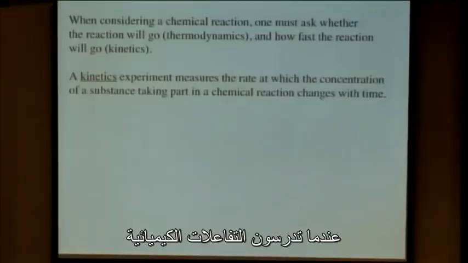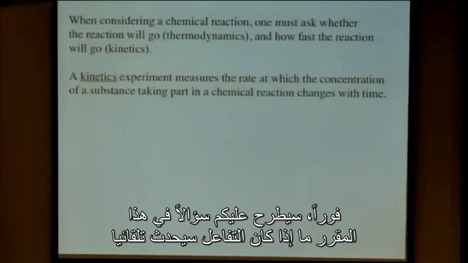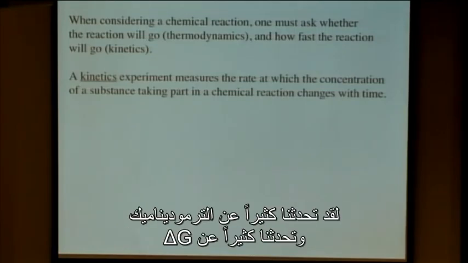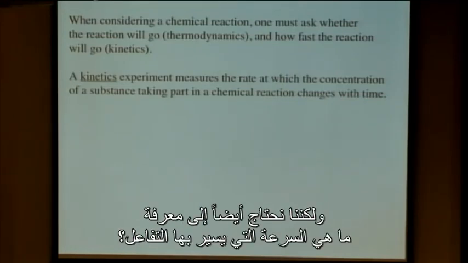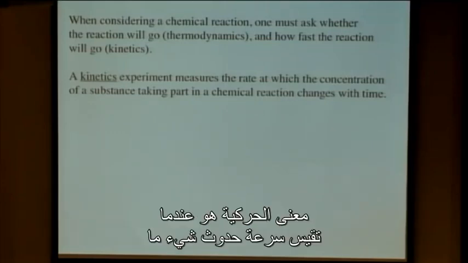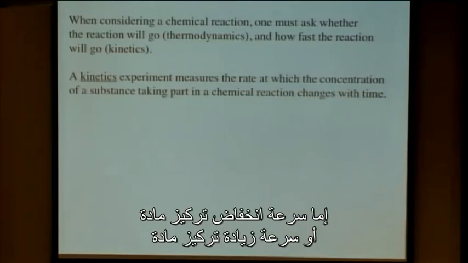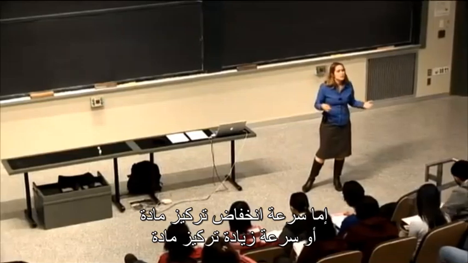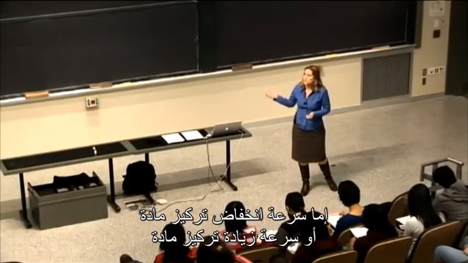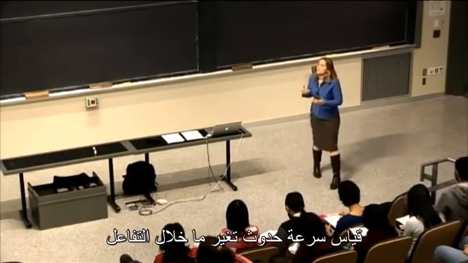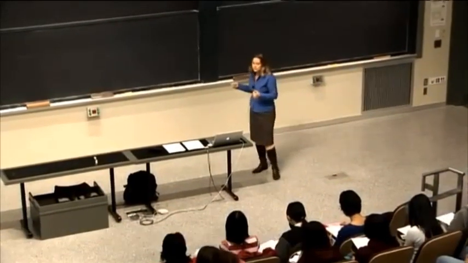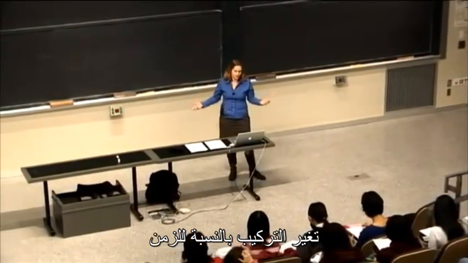So when you're considering a chemical reaction, we've been asking so far in this class whether the reaction will go spontaneously. So we've been talking a lot about thermodynamics. We've been talking a lot about delta G. But we also need to consider how fast a reaction goes, and that's kinetics. So a kinetic experiment is one in which you measure the rate at which something's happening, the rate at which a concentration is disappearing or the rate at which a concentration is forming. You're measuring some kind of change of a reaction, change in composition versus time.